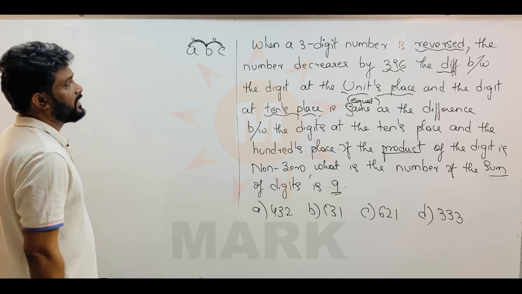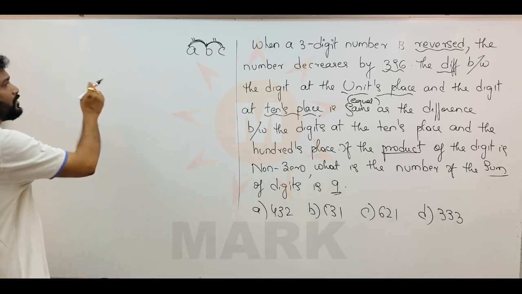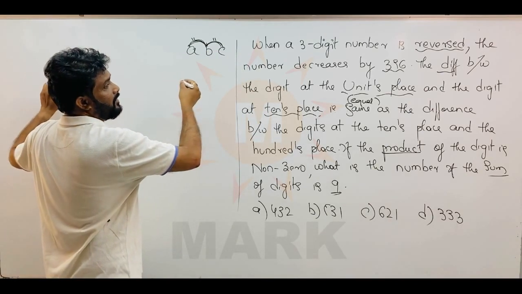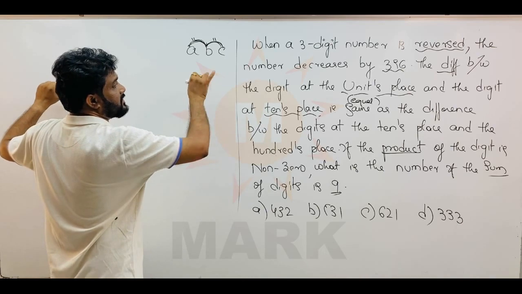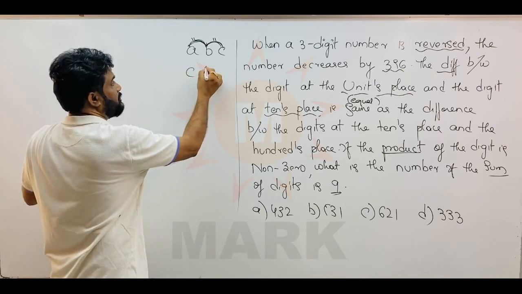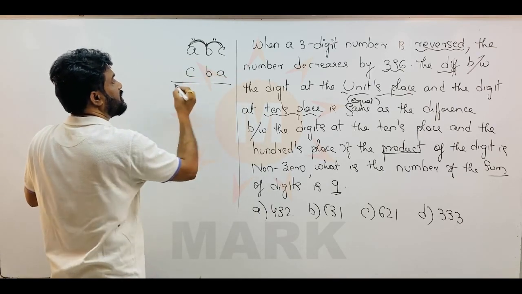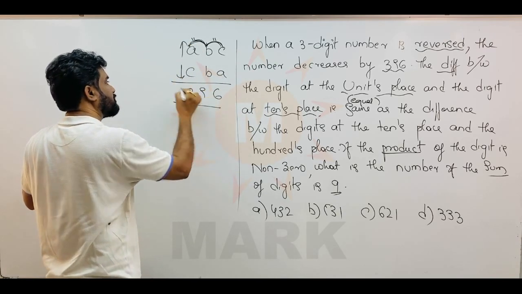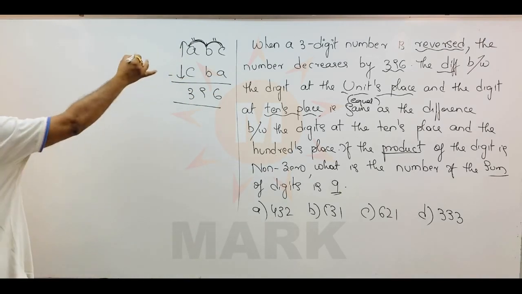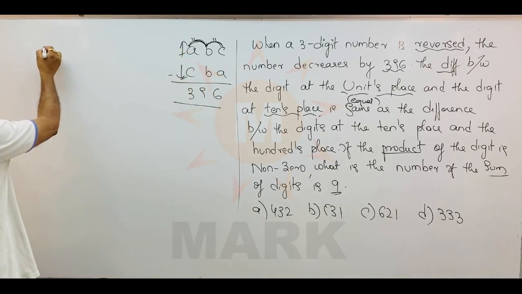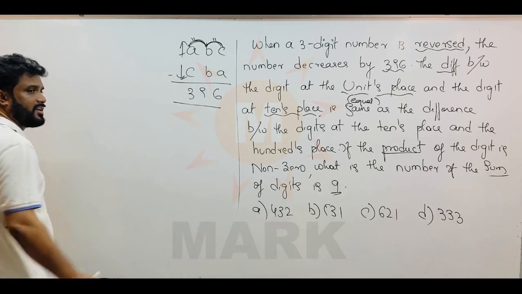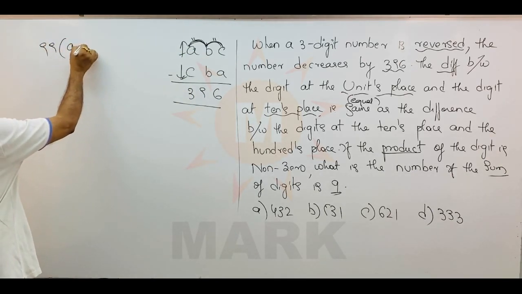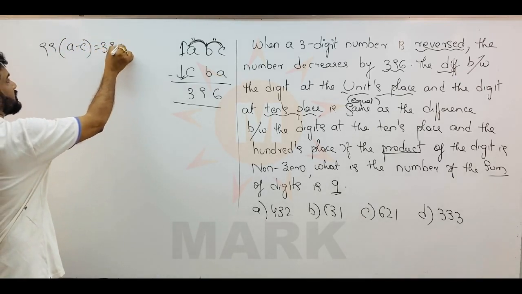Now let us see the 3-digit number. When it is reversed, it decreases by 396. That means the reversed number CBA should be less. This one is more, this is less, and the difference is 396. Clearly A is the bigger number and C is the lesser number. The difference is clearly divisible by 99, so I can write it as 99 into (A minus C) is equal to 396.